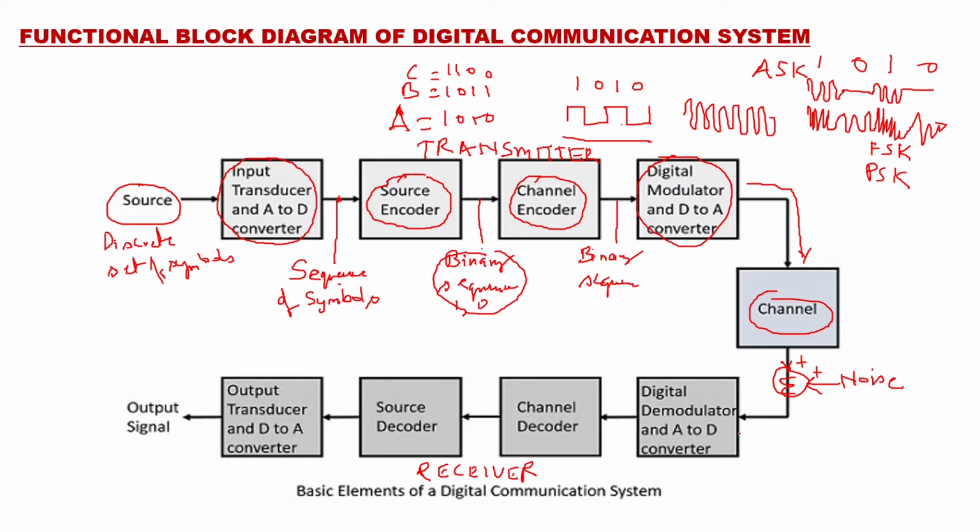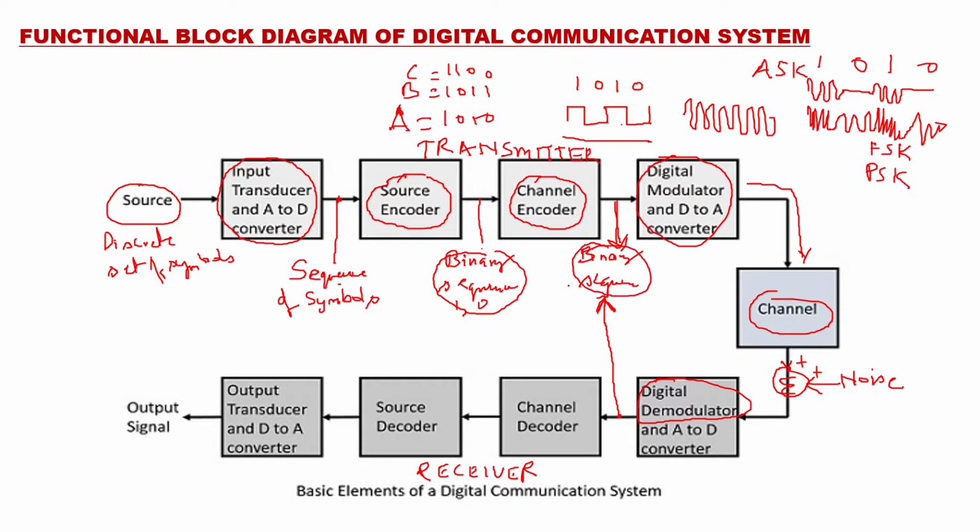In the receiver section, the first thing will be a demodulator, a digital demodulator. In demodulation, the binary bit stream is recovered from the modulated high frequency carrier. From the modulated carrier you have to recover the binary sequence that was present after the channel encoder. So you get back the binary sequence.